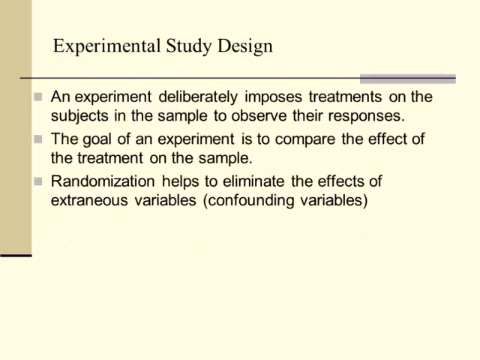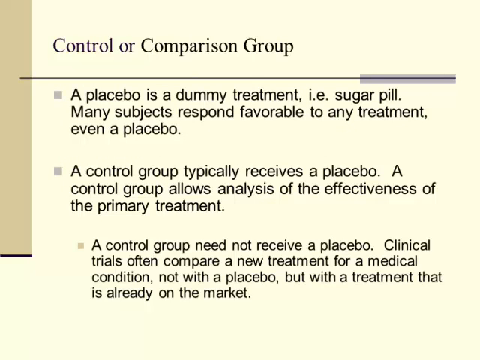The treatment being studied must be defined. Again, you're deliberately imposing treatments on the subjects to observe their responses, and then you will place that back to the population. One of these designs is a control group, where you have an experimental and a control group. Again, the control group receives the placebo, which is a sugar pill, but it does not necessarily have to be that. You can compare a new treatment to an old treatment, or a medical condition with one that's already on the market.